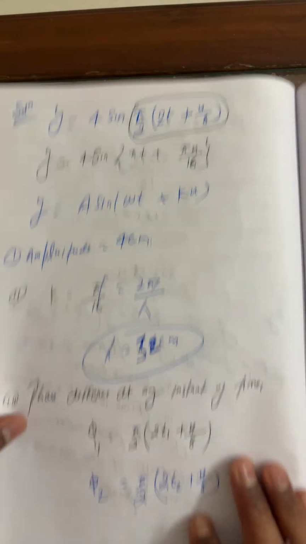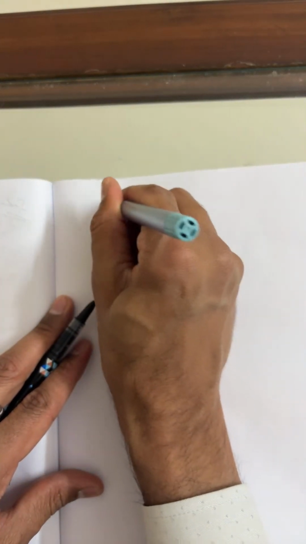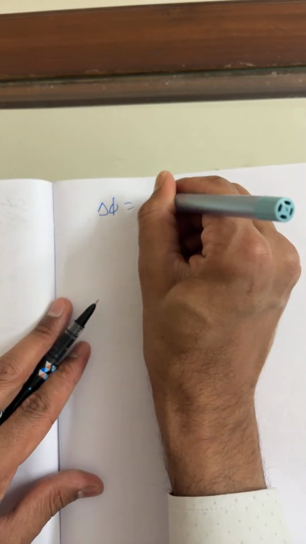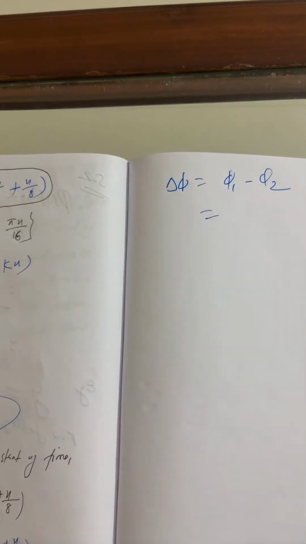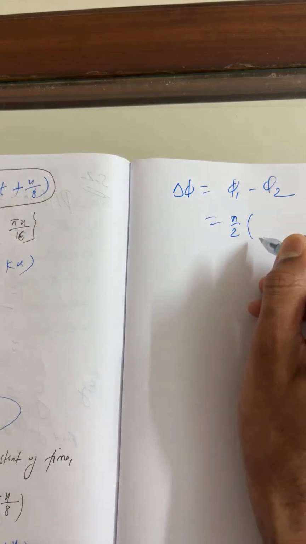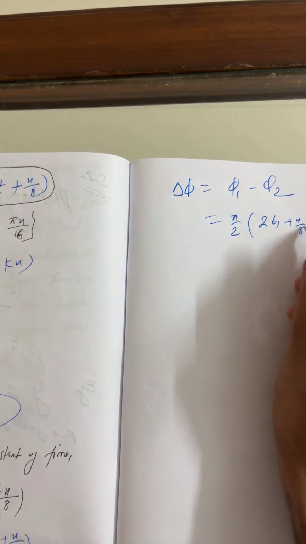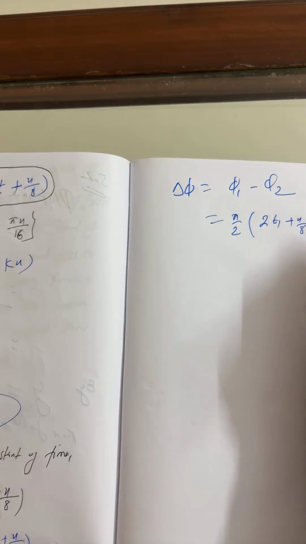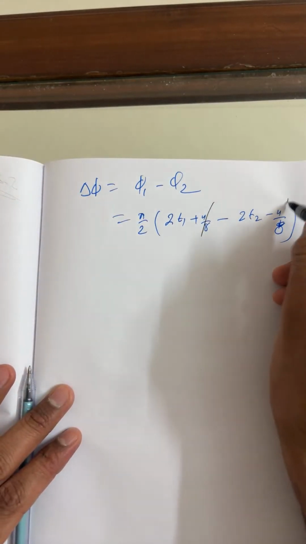So simply, the phase difference here is phi 1 minus phi 2. This is your terms: you can take pi by 2 common, and what is this? Twice t1 plus x by 8, minus twice t2 plus x by 8. Now the x by 8 terms cancel and this is finished.